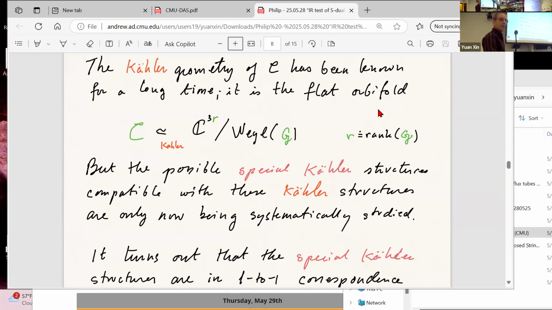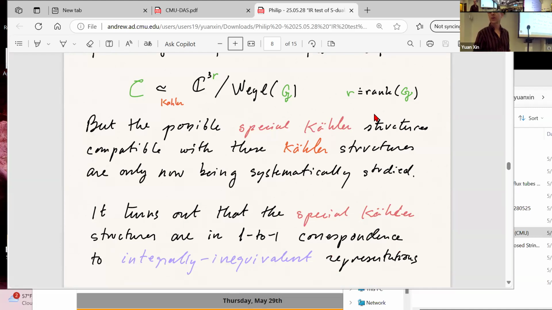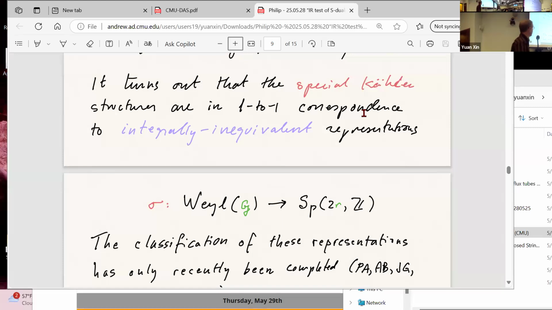And that's what we, myself and my collaborators, have done: actually figured out this math problem of classifying the special Kähler structures compatible with a given Kähler structure, a Kähler orbifold like this. And mathematically, it turns out that they're classified by integrally inequivalent representations of the Weyl group into the symplectic group over the integers. So we just have to solve this math problem, and then we find in this way the set of special Kähler structures of these Coulomb branch effective theories.